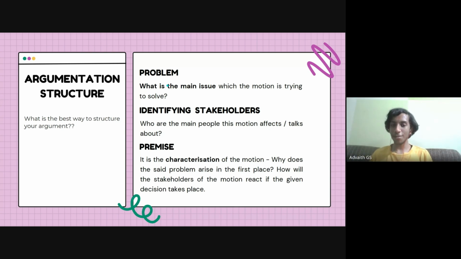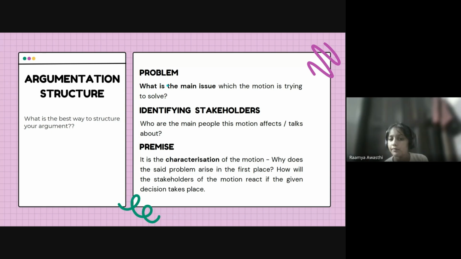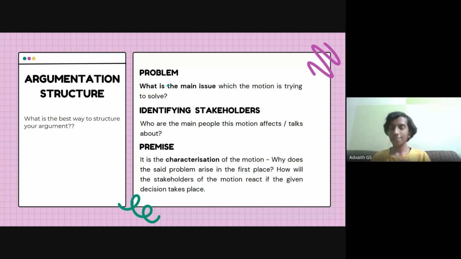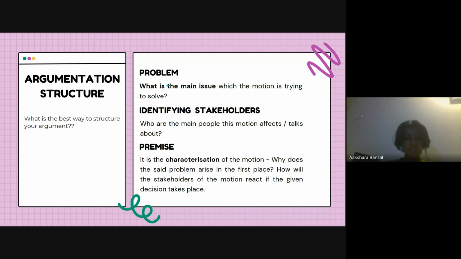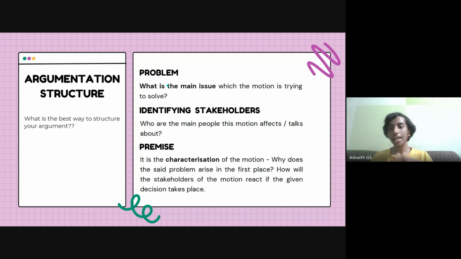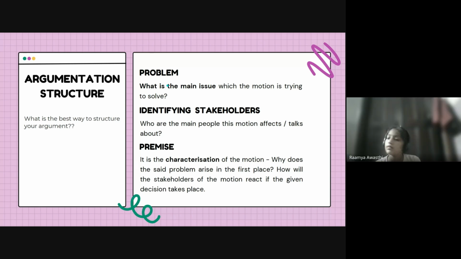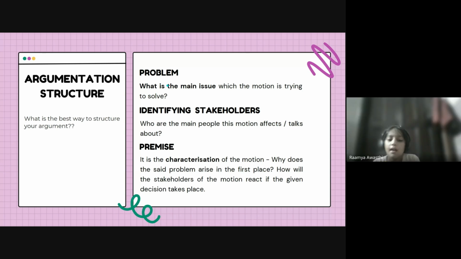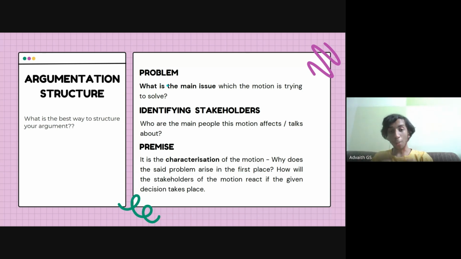My question: what is the main problem this motion is trying to solve? Helping the economy is not a problem. Supporting the country's culture is not a problem. Those are impacts, right? You're saying that by local for local, you're going to support the economy and the culture. I need to understand what the problem is. What is the problem being faced by people here?